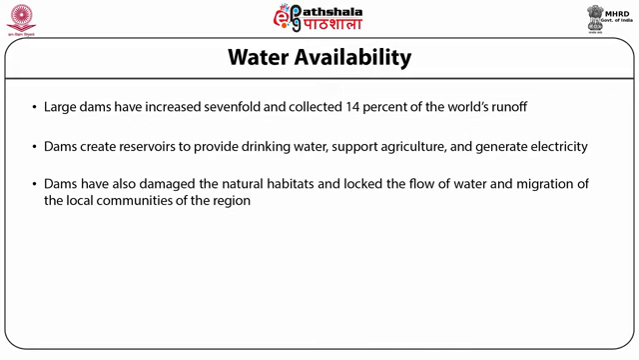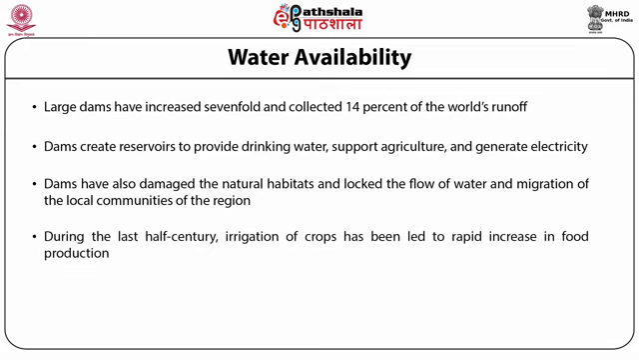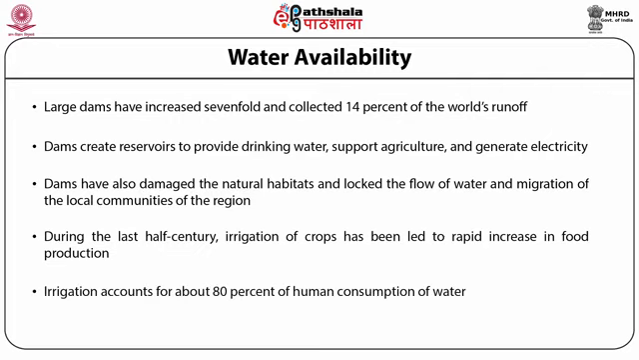Dams have also damaged natural habitats and blocked the flow of water and the migration of the local communities of the region. During the last half century, irrigation of crops has led to a rapid increase in food production. It accounts for about 80% of human consumption of water. Population growth is increasing demand for water for industrial and household use. This results in reducing the water for irrigation. In such situations, it is difficult to maintain water levels in the rivers and wetlands.